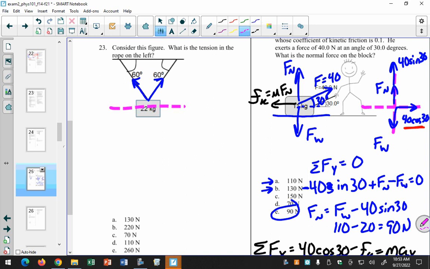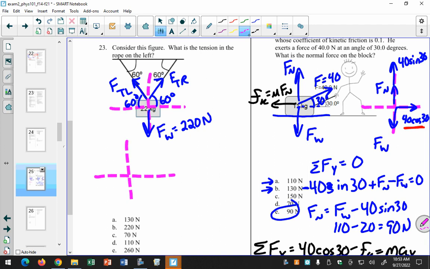So I'm going to draw my coordinate system. I've already labeled two of those forces. That I'll call this FT. Well, I called it FTL and FTR when we did it in class. And then I also have the force weight. That force weight is equal to 220 newtons. 22 times G is 220. And I want to know what is the tension on the left side. So see, I first want to label my angles. These are both 60-degree angles. And now I can resolve those vectors, and I should begin to see a solution sort of pop out.